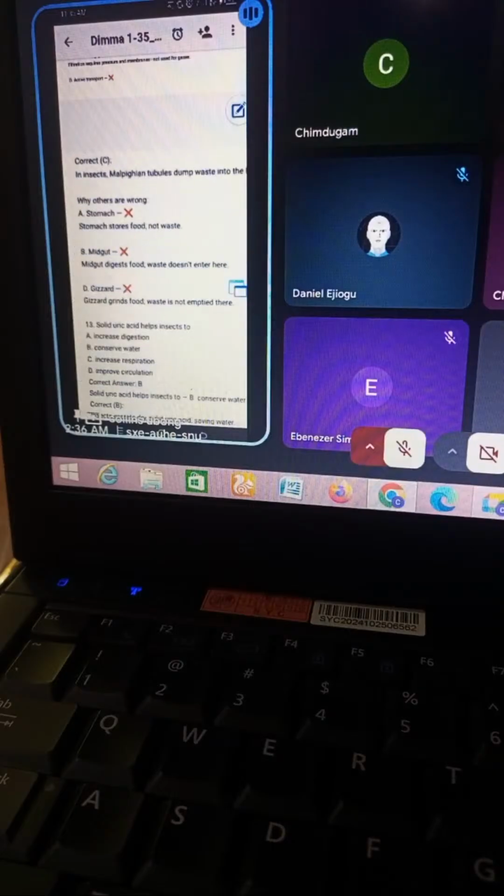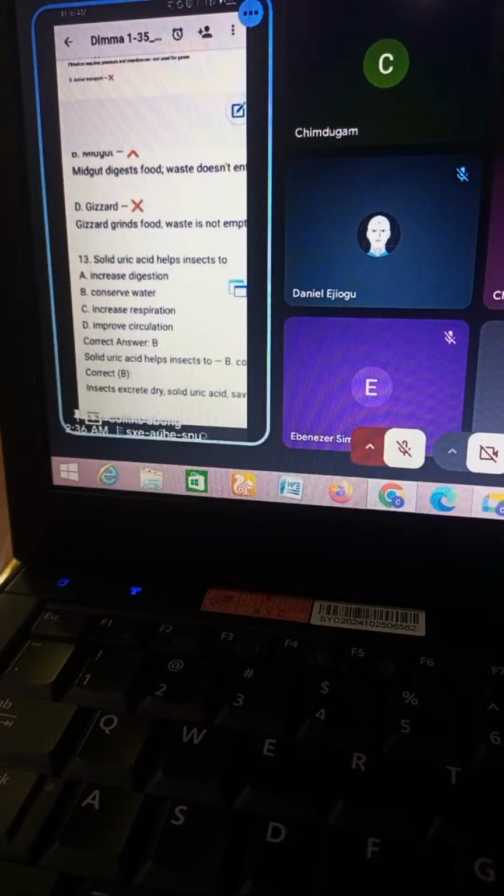The reason why others are wrong: the stomach stores food, not waste. The midgut digests food. Waste doesn't enter here. Then the gizzard grinds food. Waste is not emptied there. So that's why the others are wrong.